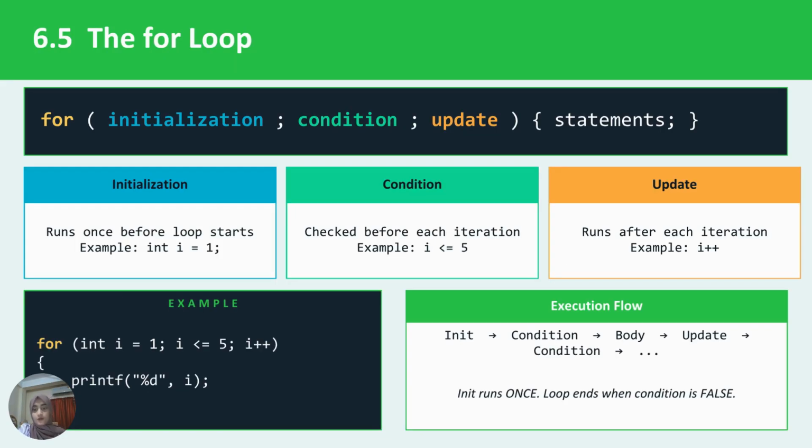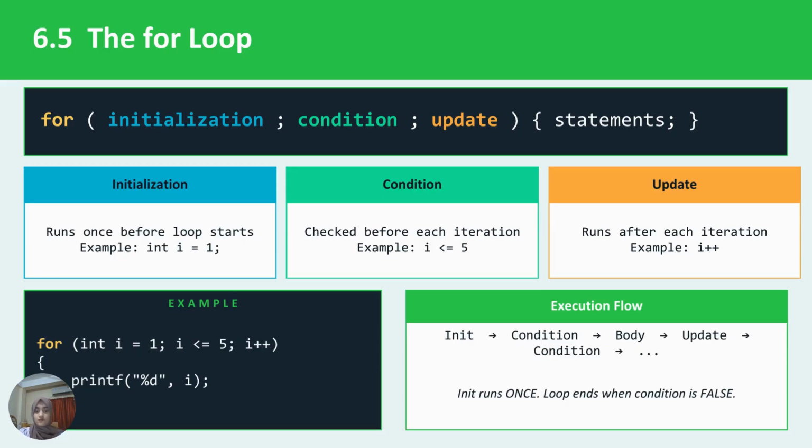Now let's move to the most popular loop in C, the for loop. The for loop has three parts written together in one line. The first part is initialization, for example int i equals 1, and this runs only once before the loop starts. The second part is the condition, for example i less than or equal to 5, which is checked before every iteration. And the third part is the update, for example i++, and this runs after every iteration.